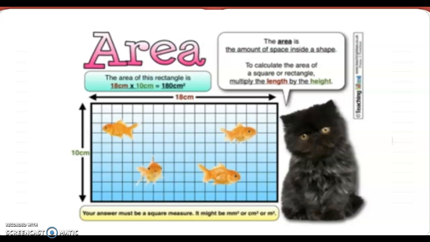Anytime you write an area, it needs to be a square measure. No matter what unit you use to measure, it needs to have a superscript, which is the tiny 2 that you see right up here. That shows that the unit is squared.